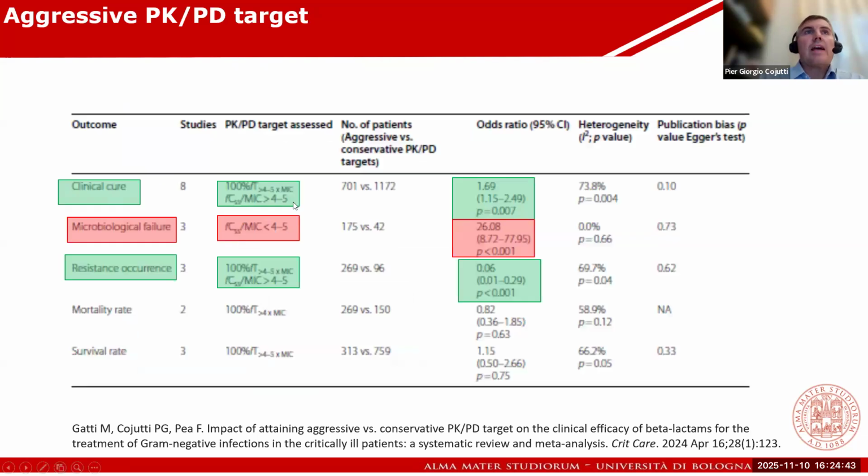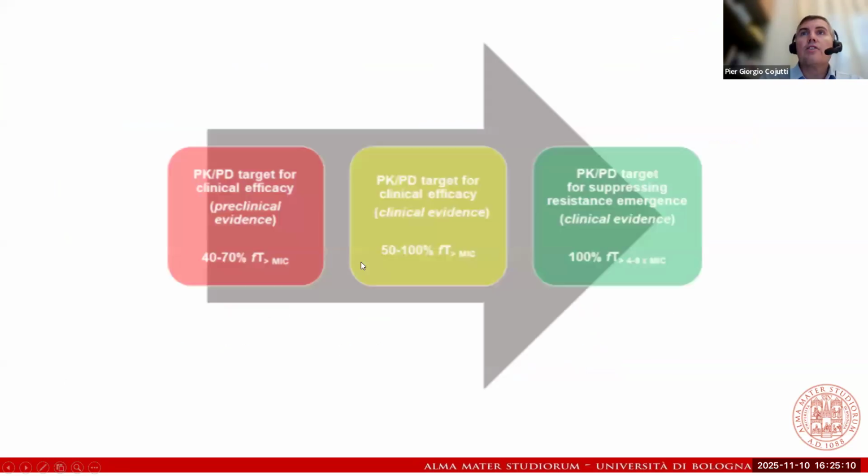The interesting aspect is that if we target this aggressive PKPD target, so a Css over MIC above 4, there is a benefit in clinical cure, but also a benefit in the prevention of resistance occurrence. So optimizing the use of beta-lactams may be effective in terms of antimicrobial killing, but also in preventing resistance. This should of course be demonstrated also in oncohematological patients, but the bases are very suggestive.